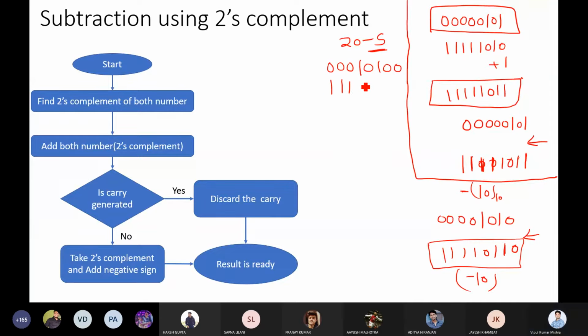1 1 1 1, five times 1, then 0 1 1. You add it. So 0 plus 1 is 1, 0 plus 1 is 1, 0 plus 1 is 1, then 1 1 plus 1 0, then 0, 0, 0, and you will get a carry, because the carry will be forwarded here. Now if you are getting a carry, you have to discard it. It means you do not need to add 1 here. You do not need to add the carry, as we have to do in 1's complement, and this is your answer. You can check it out. This is plus 15.